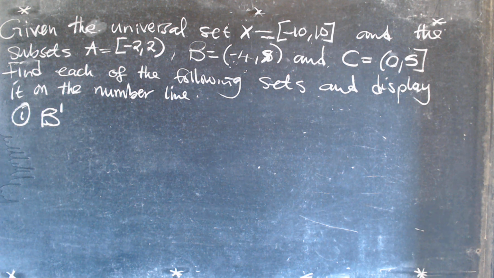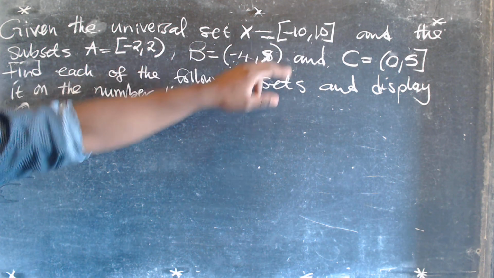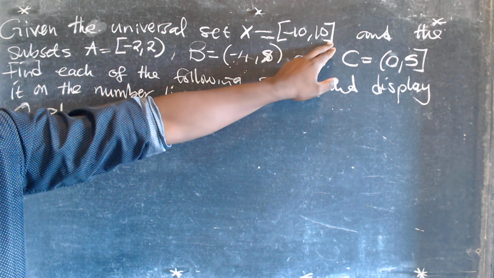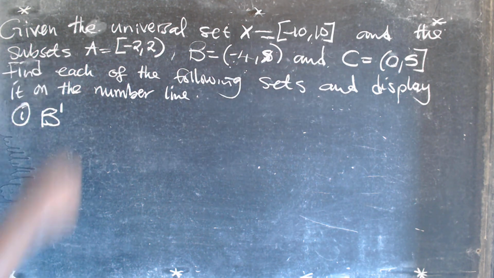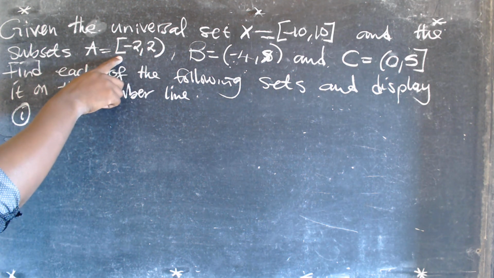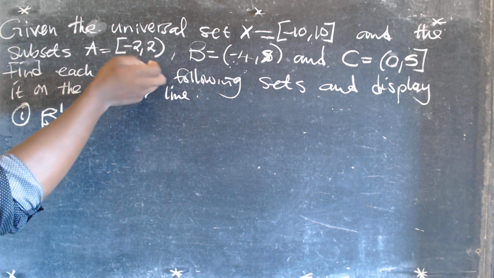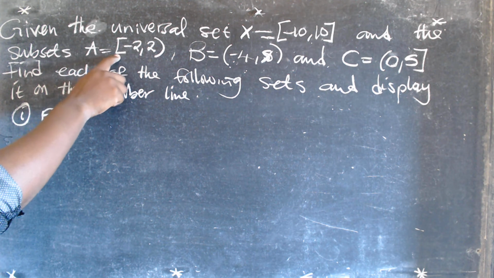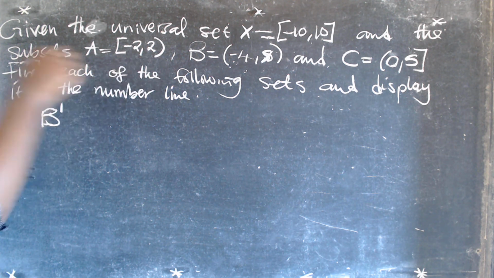Okay. Given the universal set x equal to negative 10 to 10, where negative 10 is part of the set and 10 is part of the set, the subsets: A equal to negative 2 to 3, where negative 2 is part of the set and 3 is not part of the set, and negative 2 to 2, where negative 2 is part of the set based on the bracket that is used, and this one is open, which means that this is not part of the set.